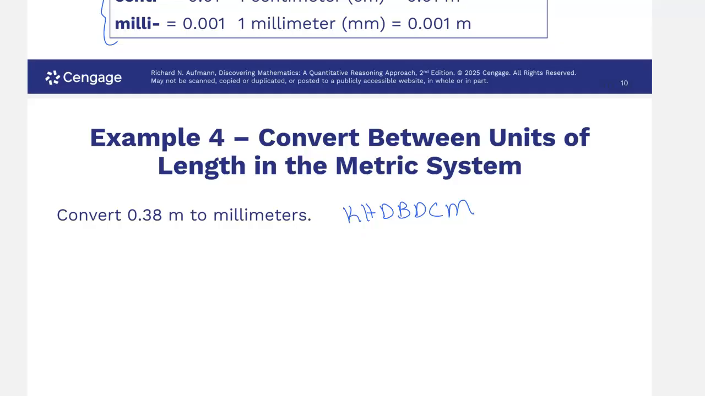In this example, we want to convert 0.38 meters to millimeters. So 0.38 meters. So we're starting with that base in meters, and we want to go here. So we're going to move 1, 2, 3 places to the right, which means we're going to move this decimal 1, 2, 3 places to the right. So 0.38 meters is equal to 380 millimeters.